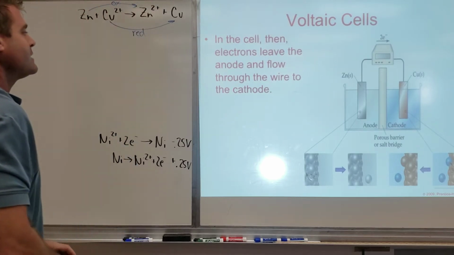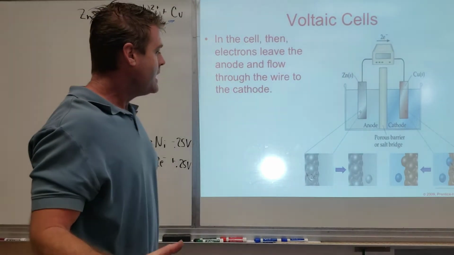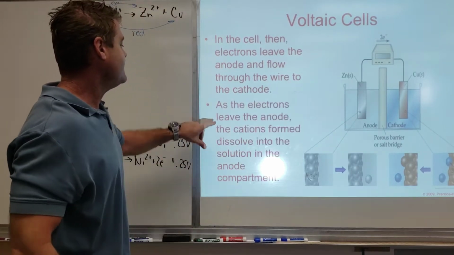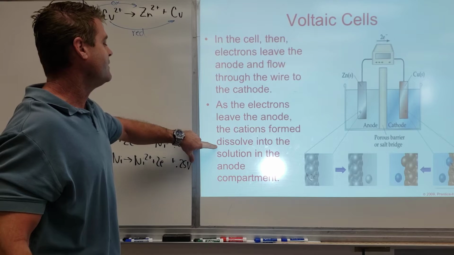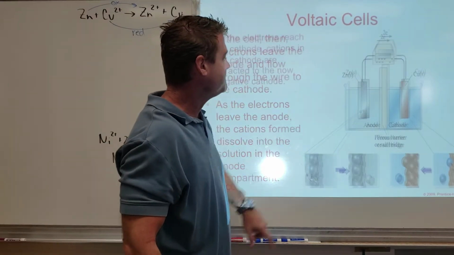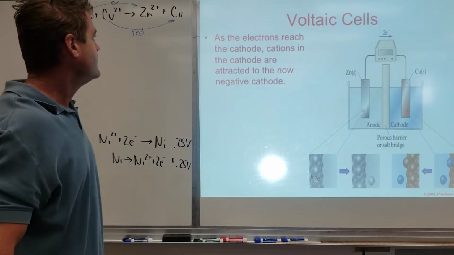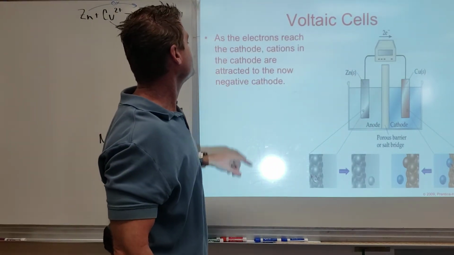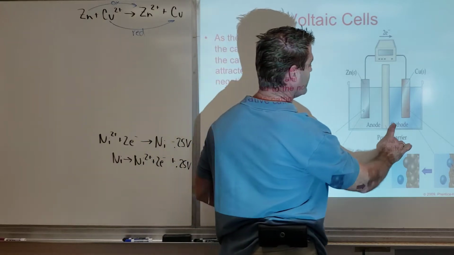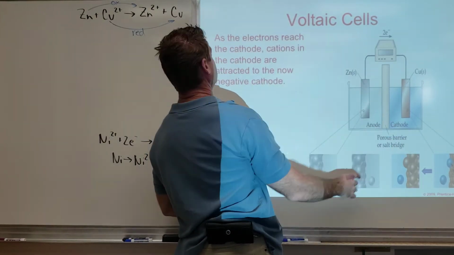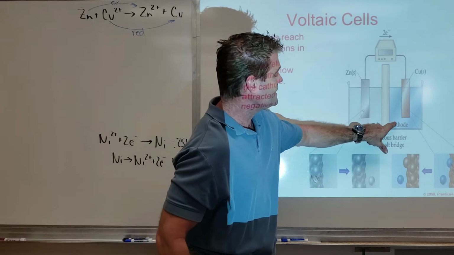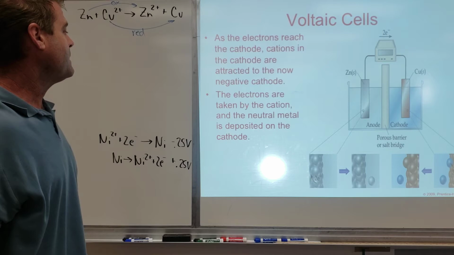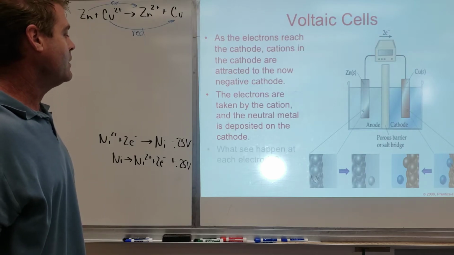So in the cell then, electrons leave the anode and flow through the wire to the cathode. And you see what will happen is, as the electrons leave the anode, the cations form and dissolve into the solution in the anode. So that's what we talked about here. As the electrons reach the cathode, cations in the cathode are attracted to the now negative cathode. Remember that positive copper ions were attracted here. The electrons are taken by the cation, and the neutral metal is deposited on the cathode.